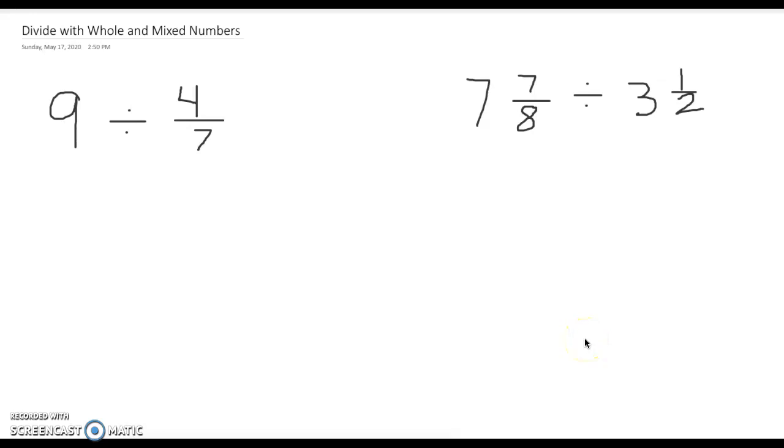Today we're going to do a section called Divide with Whole and Mixed Numbers. Okay, so I got a couple examples up here for you. Let's go ahead and dive into it.